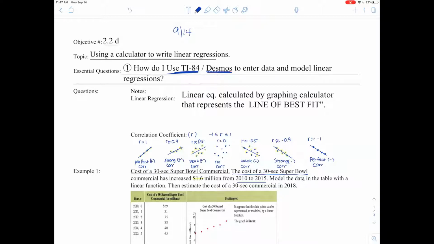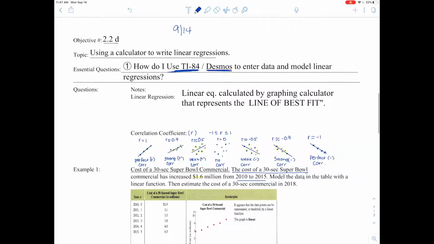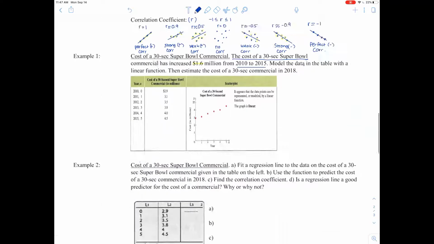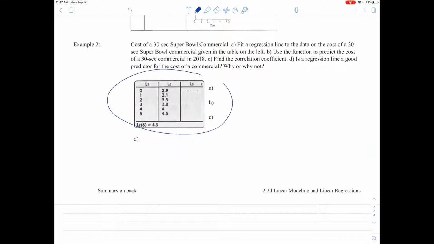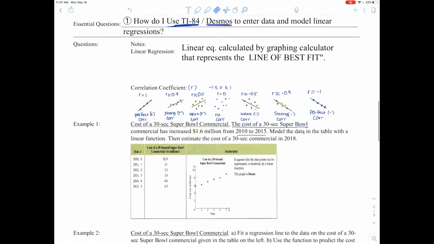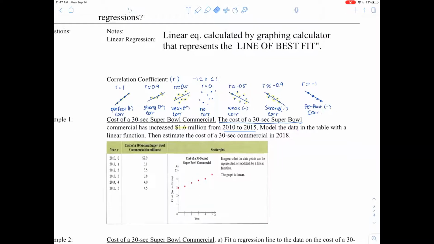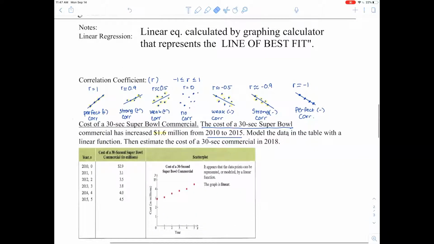And then what you could do to really help today's notes go faster, once you watch that video, you could come down here and enter that data into your calculator and write your linear regression. Write your linear regression using the calculator, using that demonstration, so that today's notes will go faster. So I'm assuming that you have watched that video. So what we're going to do today is just zip through these notes.